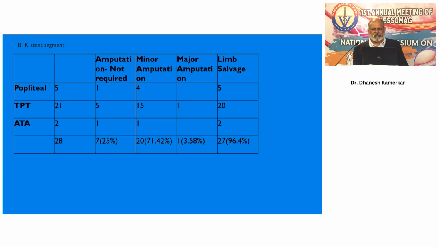These were the segments which we stented, BTK. Popliteal, distal popliteal had 5 patients. Out of that, 1 did not require amputation, 4 had minor amputations. All 5 had limb salvage. When we stented the TP trunk, out of 21, which is the most common segment to be stented, 5 did not require any amputations, 15 had minor, and 1 had a major amputation. So almost 20 had limb salvage. And when we used stents in 2 patients in anterior tibial artery proximal, 1 did not have an amputation and 1 had a minor amputation.